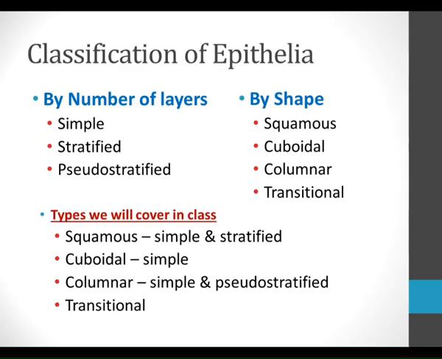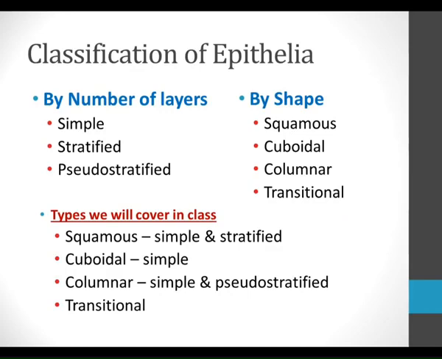It looks like a simple layer of columnar cells that's been kind of squeezed together, so now it looks a bit stratified at certain areas. So that's why it's called pseudostratified. So we mix all these up and we come up with 7 main epithelial tissues here at the bottom of the slide.